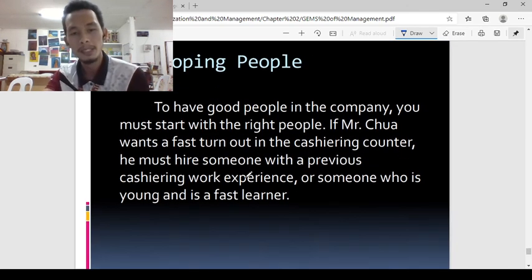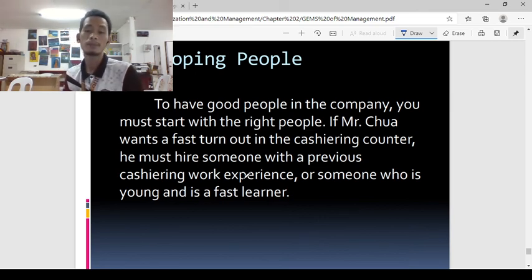Also, developing people. To have good people in the company, you must start with the right people. Take note for that class. To have good people in your company or in your organization, you must start with the right people. Who are these right people? Diba? In putting up an organization or in managing an organization, it is very important that you have hired the right people. Diba? Right people in the right job, in the right place, at the right time.